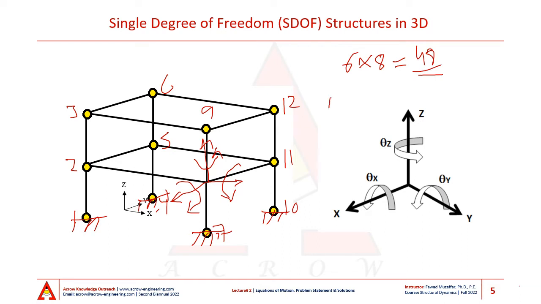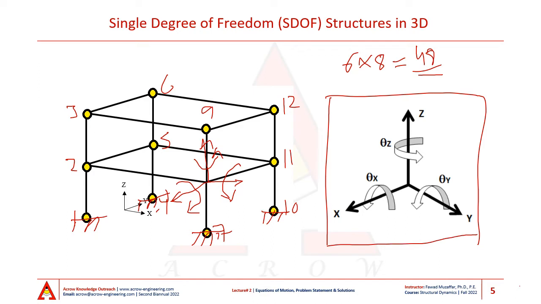On the right side, you see a triad, and this triad is a blow up of one of the nodes, and this shows all of the possible degrees of freedom associated with each one of these nodes in 3 dimensions.